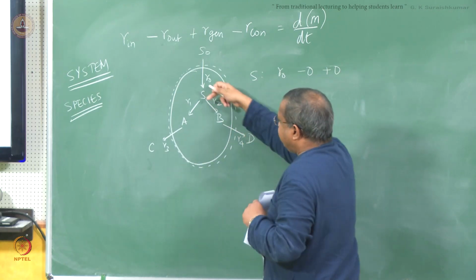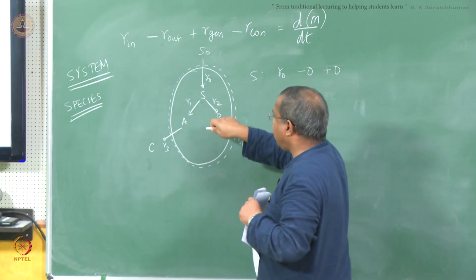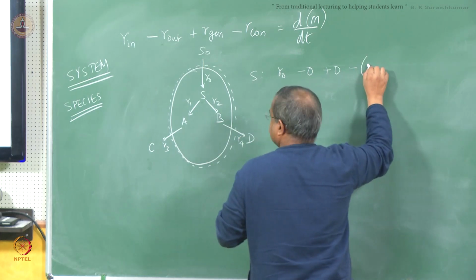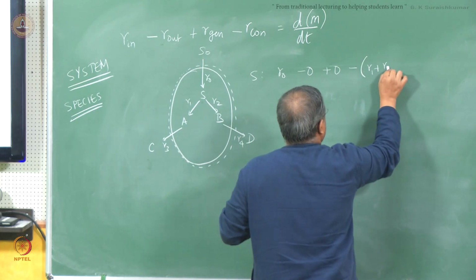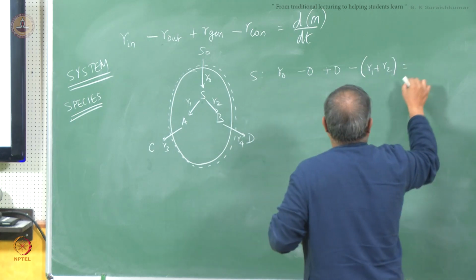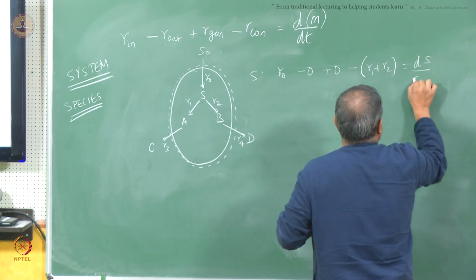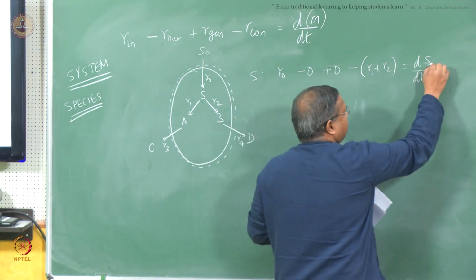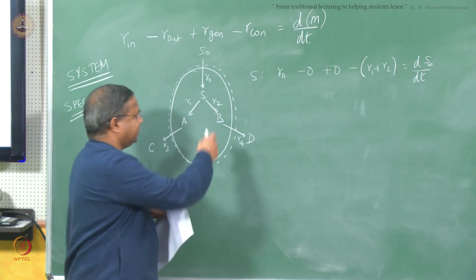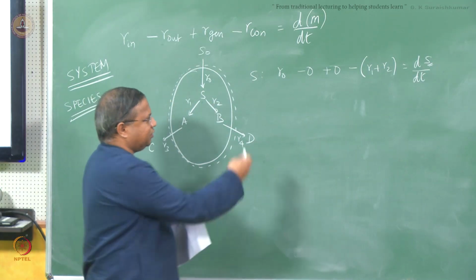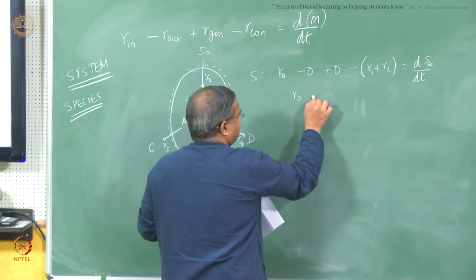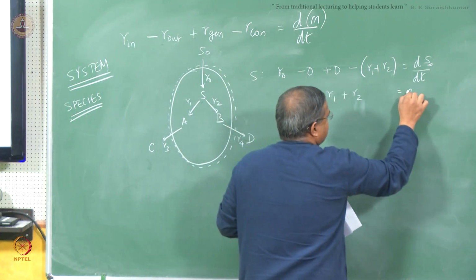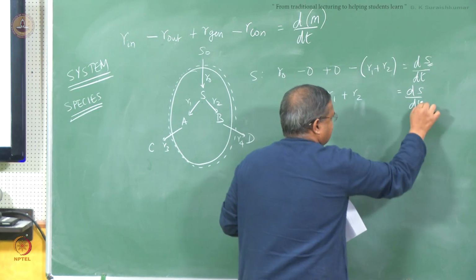The consumption rate is through R1 and R2 to get to A and B, and therefore, the consumption rate is R1 plus R2. This must equal the rate of accumulation of S in the system. Okay. Therefore, if we simplify this, R naught minus (R1 plus R2) equals dS/dt.